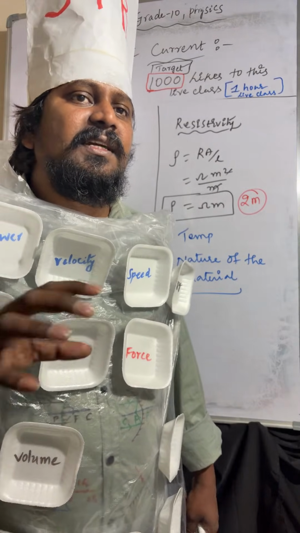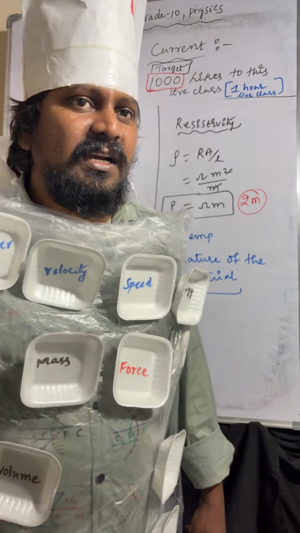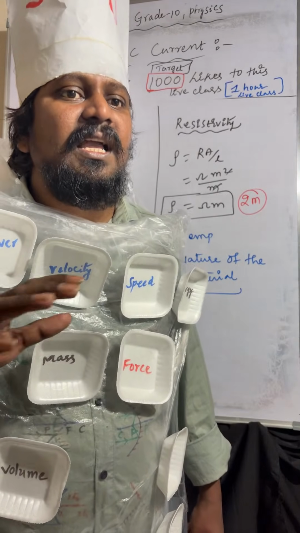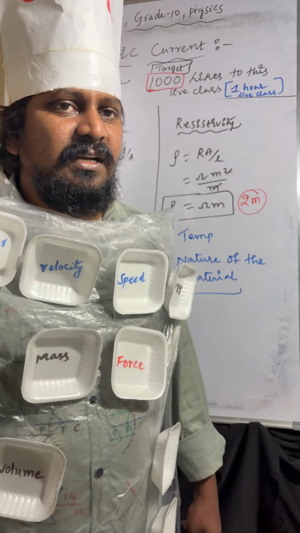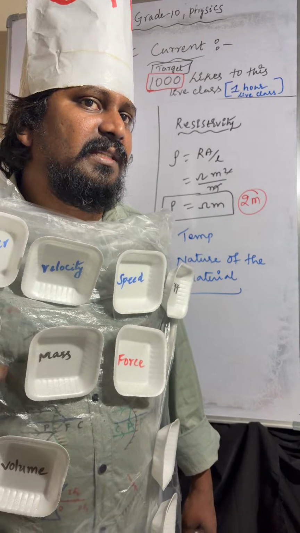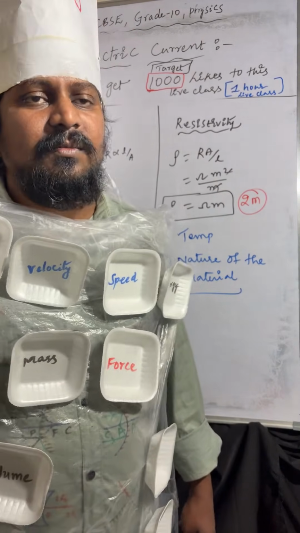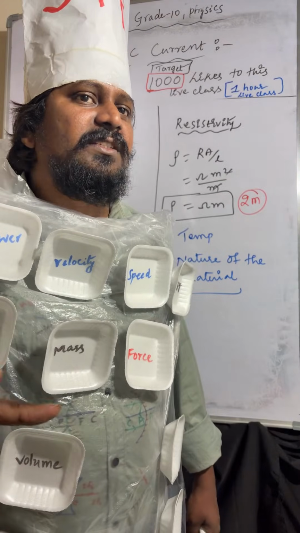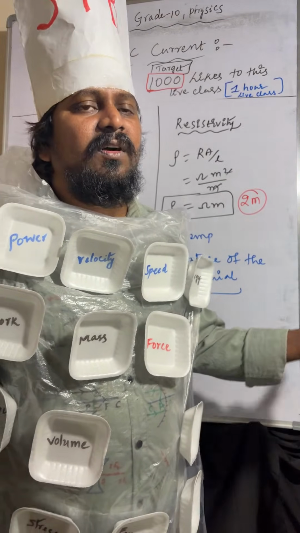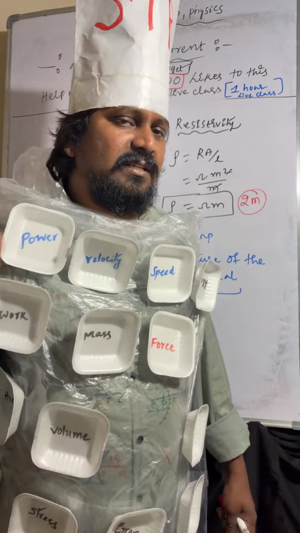Understood? Resistivity does not depend on physical conditions, so physical dimensions we can say. Physical dimensions are nothing but length and area. I hope it is very clear. So this is about the difference between resistance and resistivity.